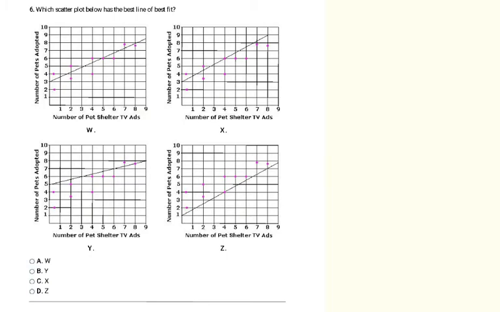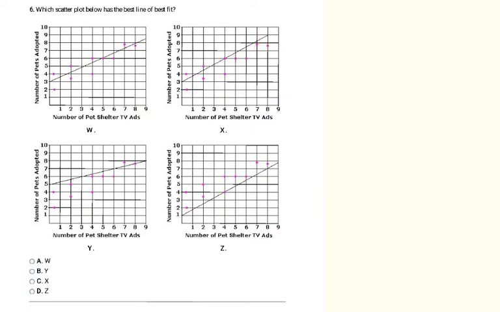Okay, this question here says, what scatter plot below has the best line of best fit? So a line of best fit will have some data points on top, some below it. It's not going to have a huge amount above or below. So if I look at letter W here, there's some below and there's some above. It looks pretty even. The line looks like it was drawn down the middle of them. So W could be my answer.